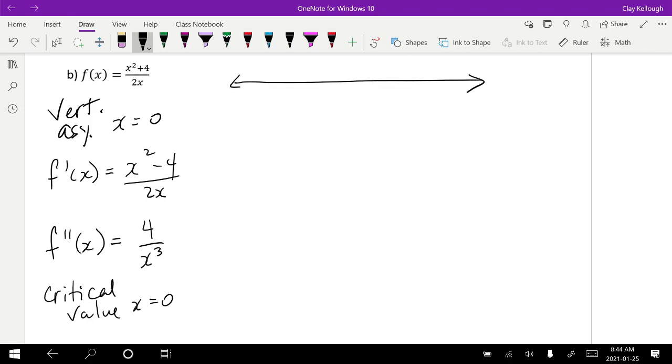So I'm still going to use a number line here. And I'm going to put 0 this time. And let's see, f double prime, pick a number smaller than 0. So let's pick -1. And 4 divided by -1, that's definitely a negative. I wanted to use a less than sign. It's negative, so that's a frown, or concave down.